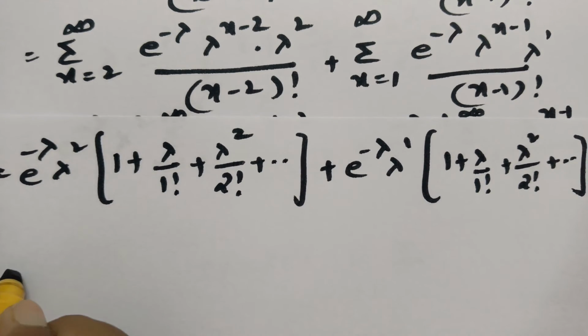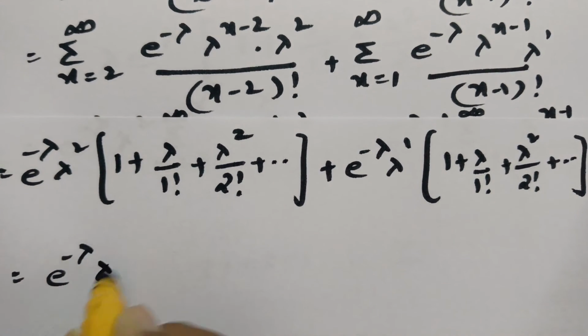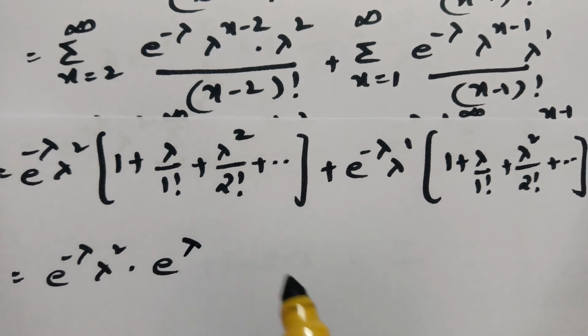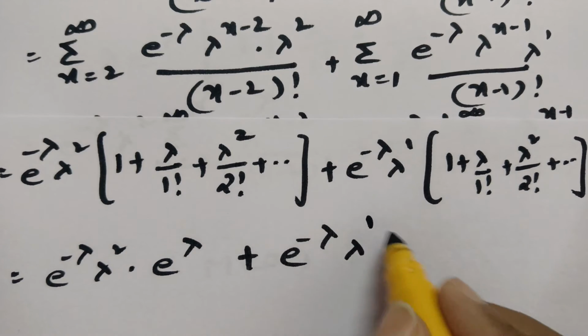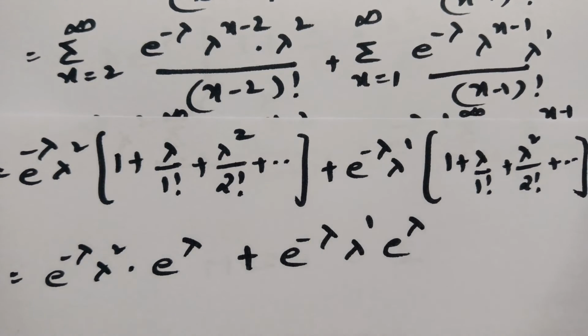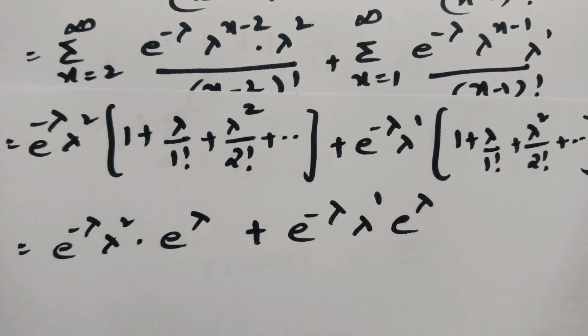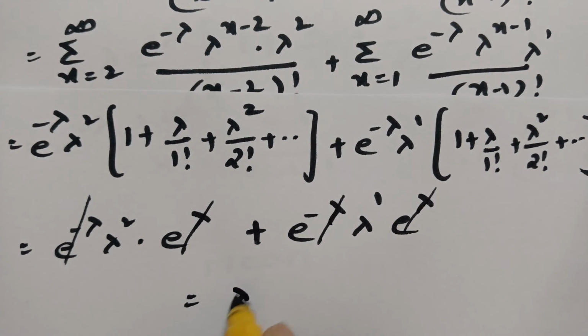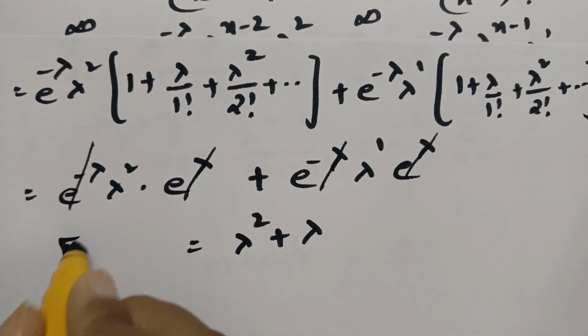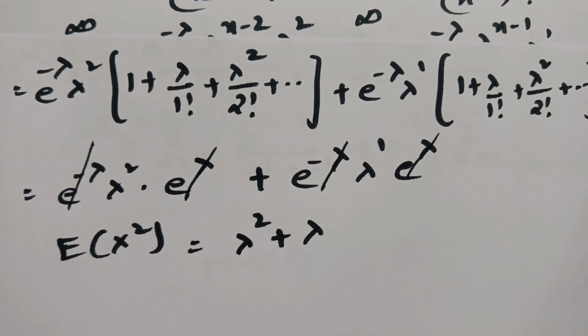So this can be written as e power minus lambda, lambda square into e power lambda plus e power minus lambda, lambda power 1, and again this is the expansion of e power lambda. So if I cancel these two, then what remains? Here lambda square plus lambda. So what is this value? This is the expected value of x square.